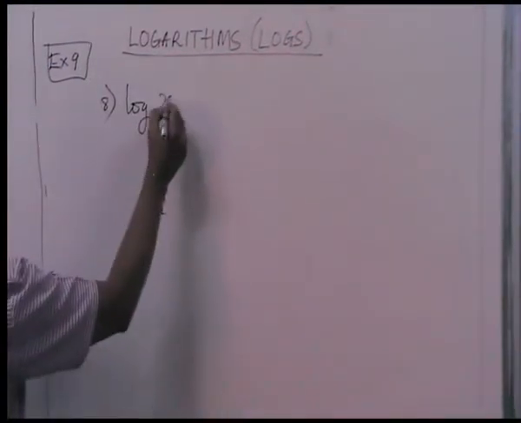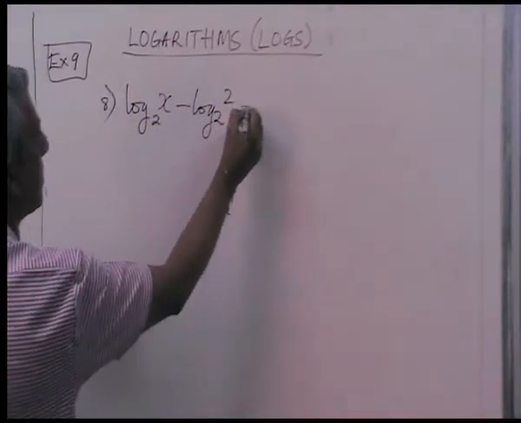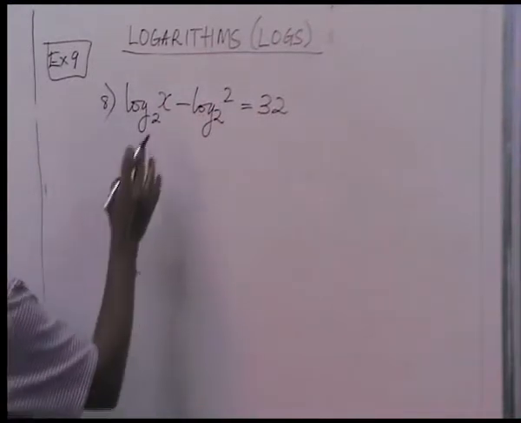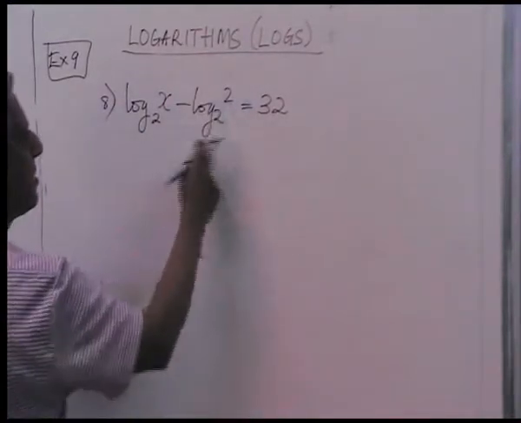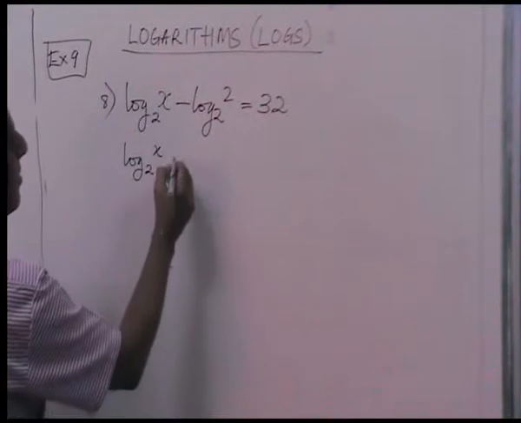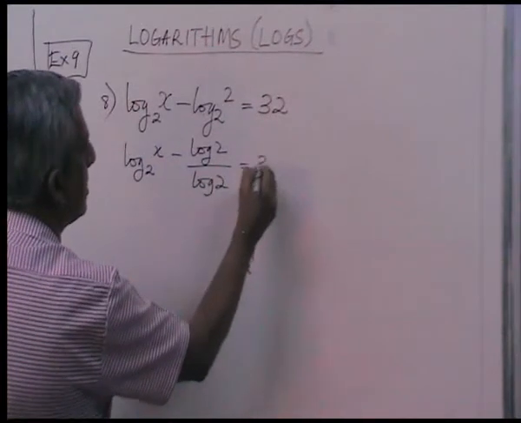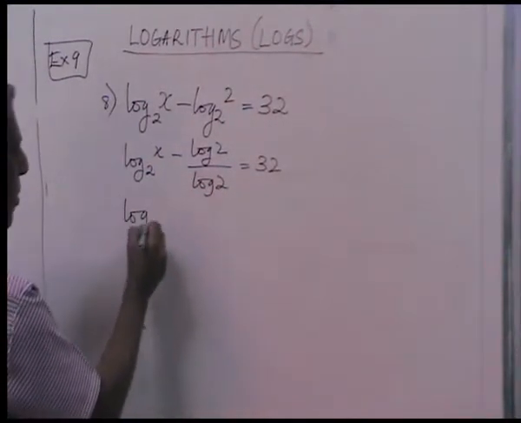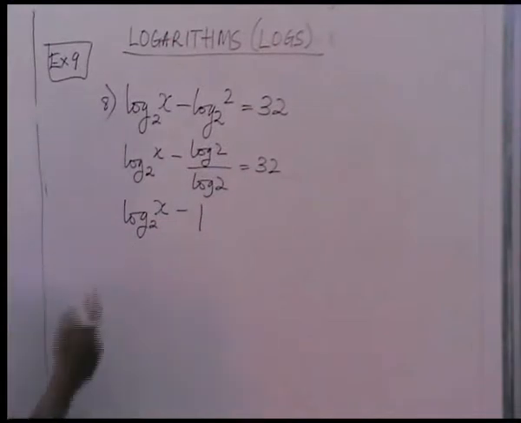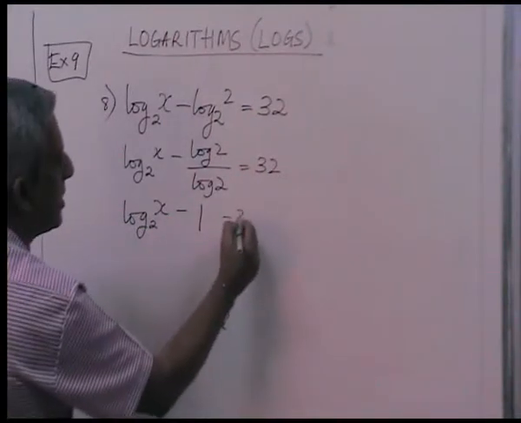Number 8, we have log of x to the base 2 minus log of 2 to the base 2 is equal to 32. Let's suppose I don't want to use A minus B. I've seen this and I've decided to change base. So I'll say that log of x to the base 2 minus log of 2 all over log of 2 is equal to 32. So log of x to the base 2 minus 1. Log of 2 divided by log of 2 will give you 1. If you don't know that, just put it in your calculator. Log of 2 divided by log of 2, you get 1, is equal to 32.